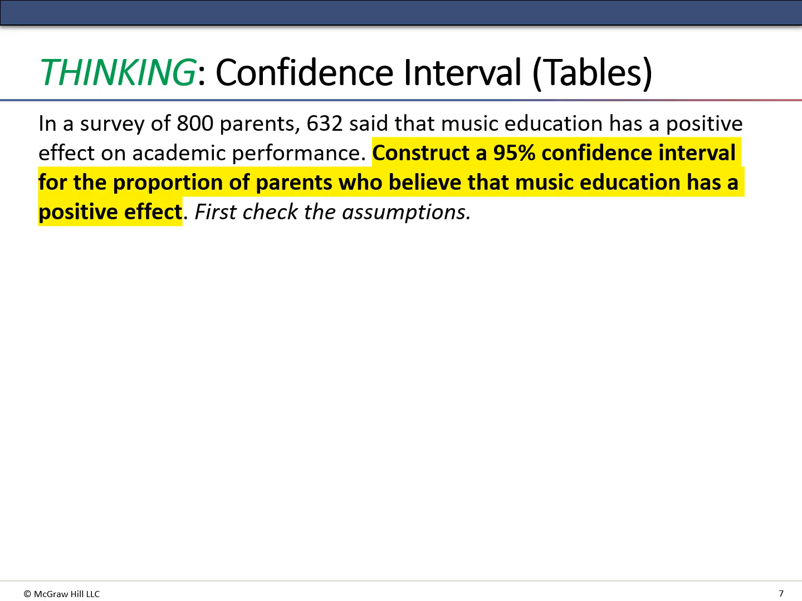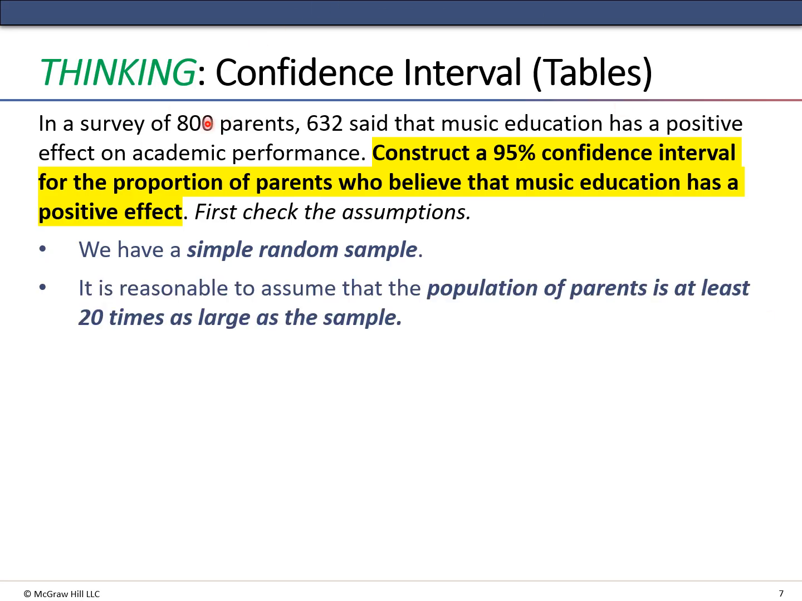In a survey of 800 parents, 632 said that music education has a positive effect on academic performance. We want to construct a 95% confidence interval for the proportion of parents who believe that music education has a positive effect. So the first thing we have to do is check our assumptions. We have a simple random sample. We are surveying 800 parents. It's probably pretty reasonable to assume that there are more than 800 parents in the population. Times 20, that would only be 16,000, so I think we're safe there.